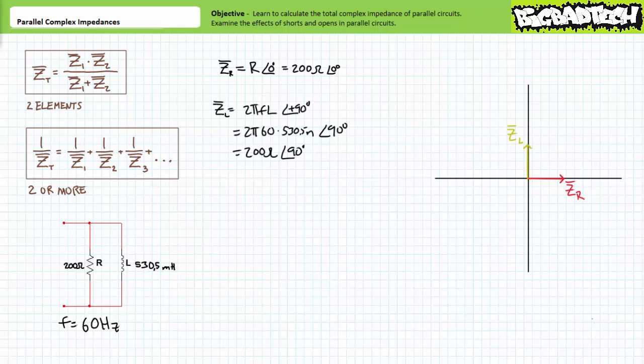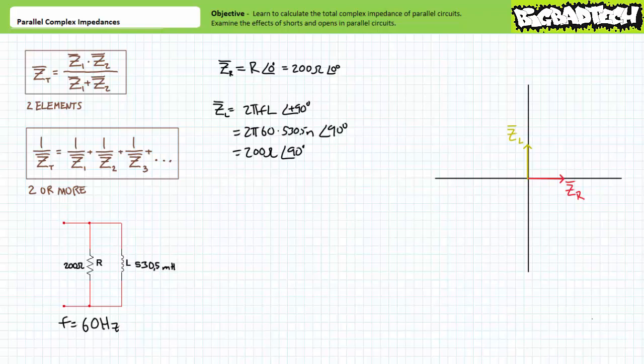The inductor necessitates a slightly more involved calculation. The impedance of an inductor is 2 pi FL at an angle of positive 90 degrees. Substituting our given values into the equation, we arrive at an inductive impedance of 200 ohms at an angle of positive 90 degrees. Illustrated on the impedance diagram, the inductor has a magnitude of 200 ohms and is pointed entirely in the imaginary vertical positive y direction.